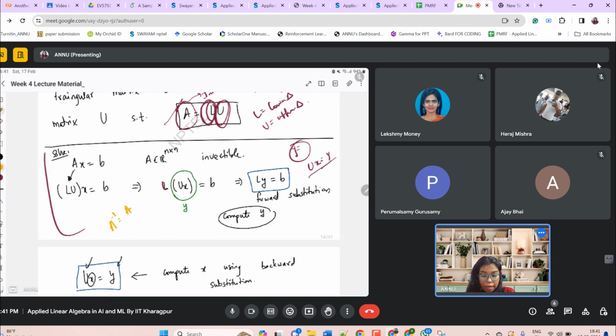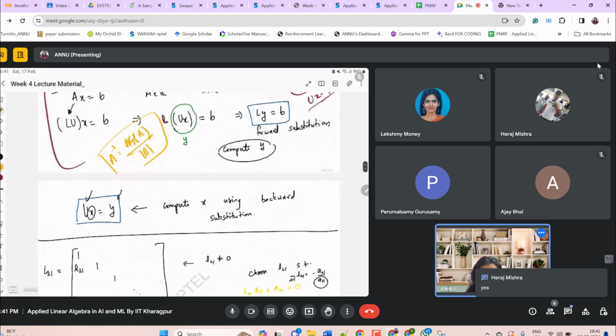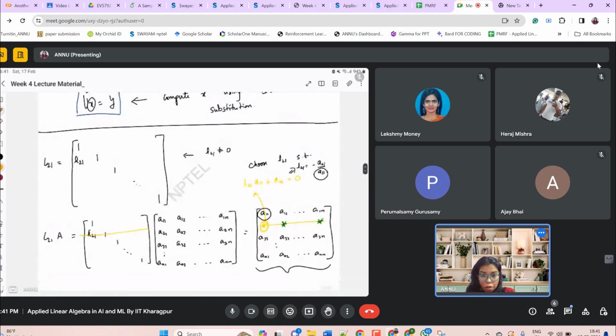It is adjoint of A divided by mod of A. Yeah, very nice. So adjoint of A, this is very complicated if the order is very, very high. So that's why we are trying to write it this way. So what is it doing?